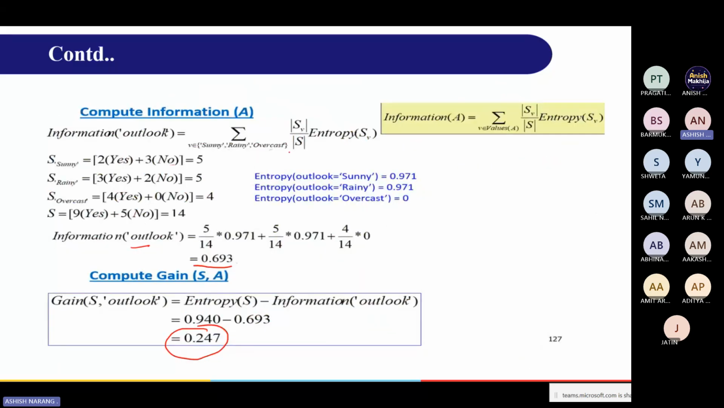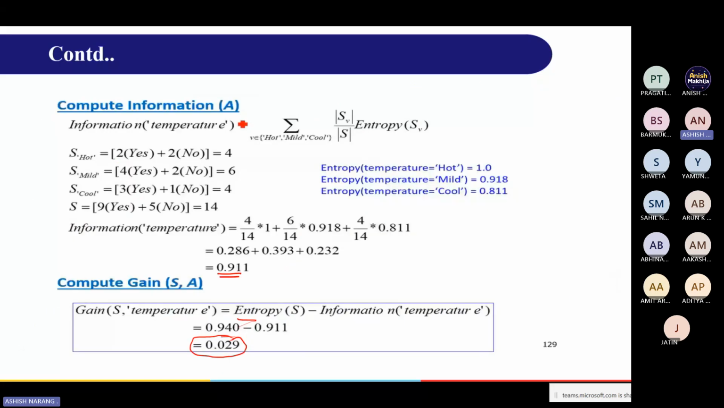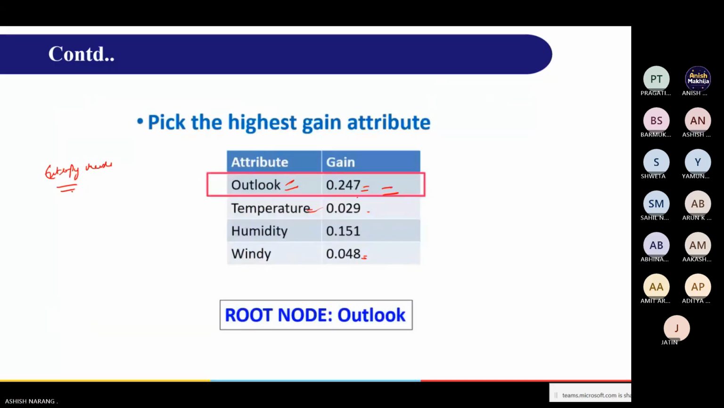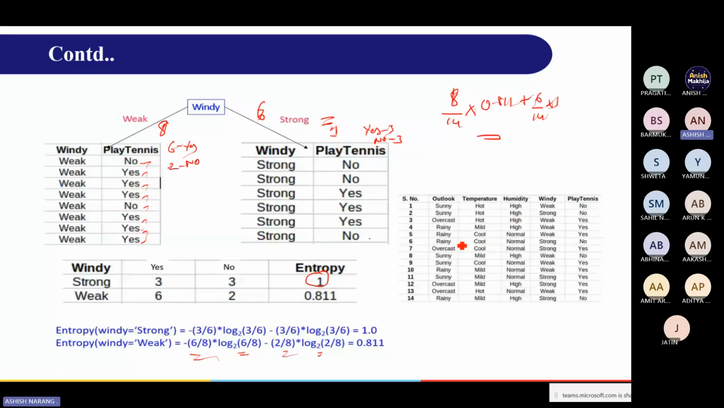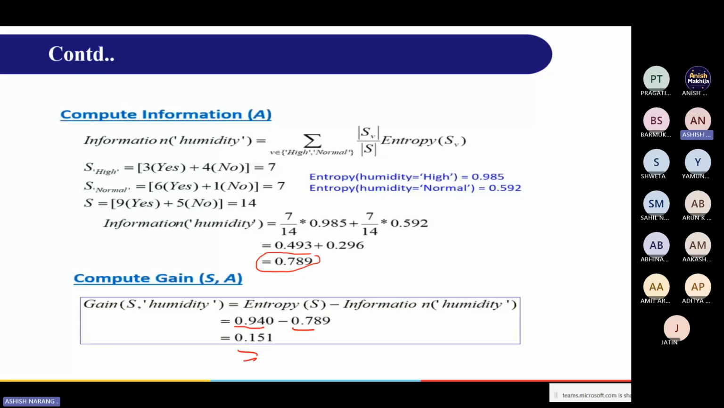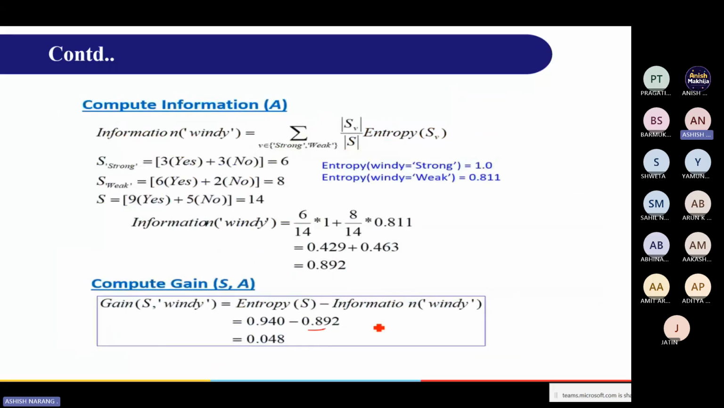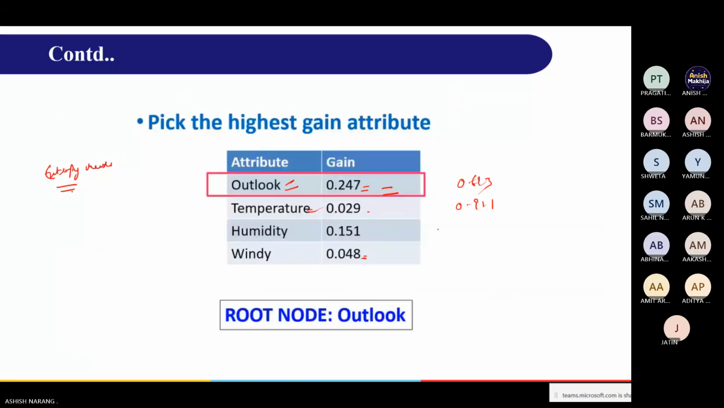So, okay, I've got an entropy value of 0.693 right here. Let me check what the other entropy is. 0.911. Okay, let me write it here. This is 0.693. This is 0.911, right? For humidity, what we got is 0.789 and 0.892. You can take a decision on the basis of this. Now you have to choose the minimum here.